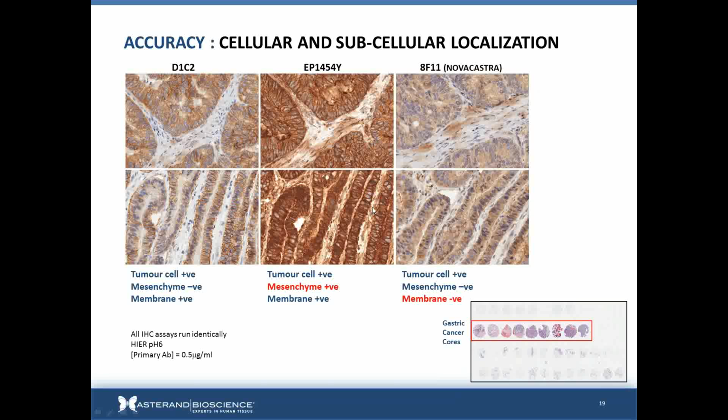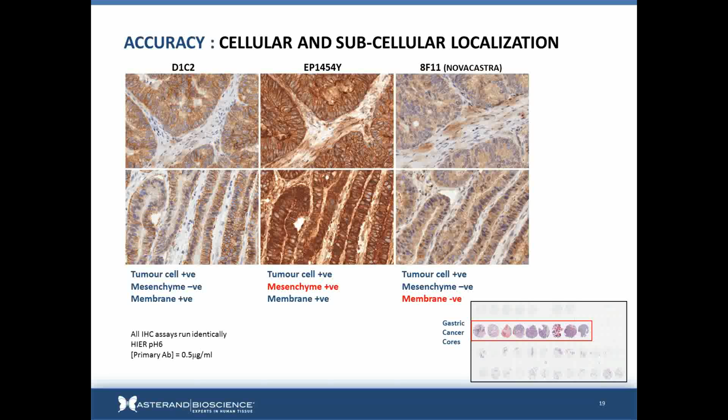For the evaluation of accuracy, under optimal assay conditions using the gastric cancer cores, we assessed 3 MET antibodies, D1C2 and EP1454Y, and a new one, 8F11 from Novocastra. This time we're looking carefully at cellular and subcellular expression. D1C2 is on the left, EP1454Y in the middle, and 8F11 to the right.